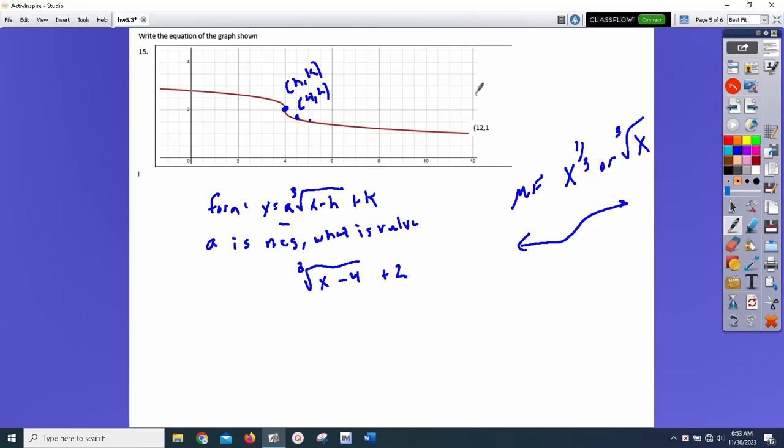So I've got this nice little point here, which gives me an x and a y. And I don't know what a is. Remember that. I don't know what a is. I'm going to plug into what I've written so far. Y is 1 when x is 12.